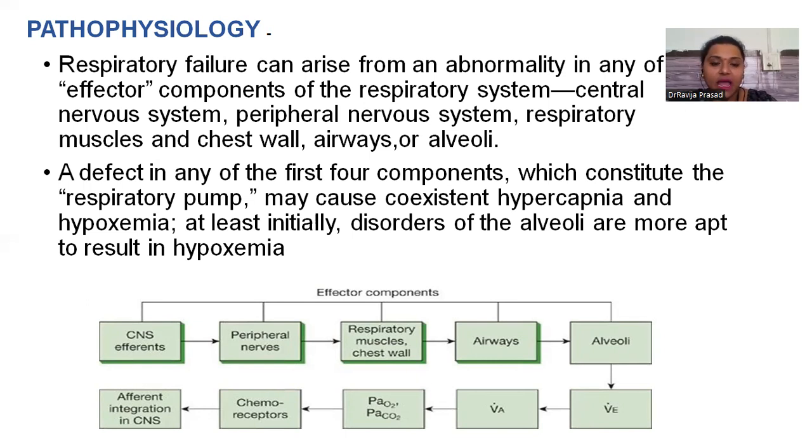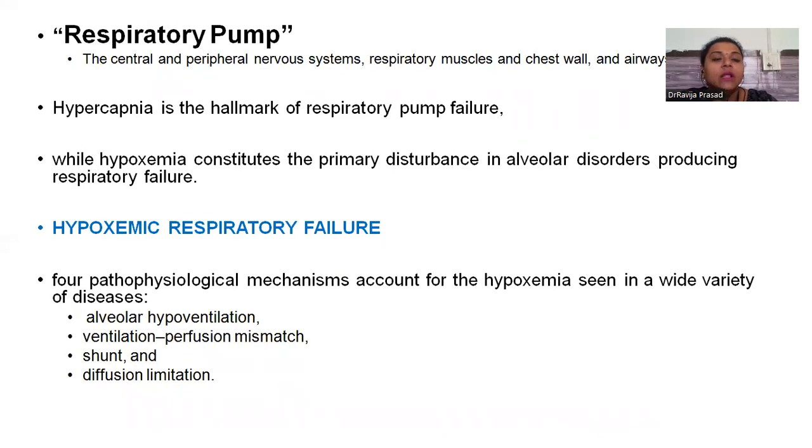Initial disorders of the alveoli appear to result in hypoxemia. So what do you mean by respiratory pump? The central and peripheral nervous system, respiratory muscles and chest wall, and the airways. Hypercapnia is a hallmark of respiratory pump failure, while hypoxemia constitutes the primary disturbance in alveolar disorders producing respiratory failure.